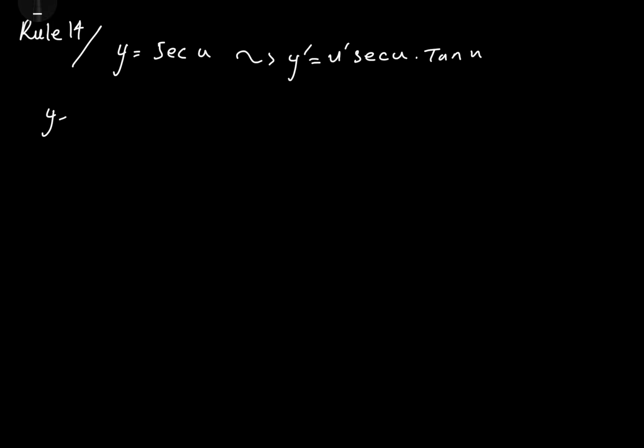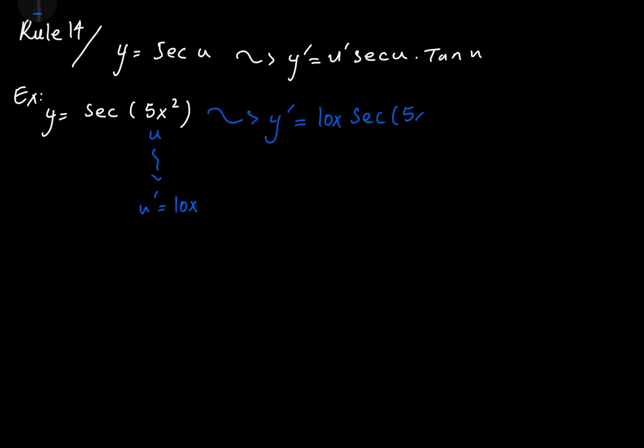So if you have a function like, for example, the secant of 5x squared, the derivative of this function is going to look like this. Y prime is going to be the derivative of u, and we know that u prime is simply the derivative of 5x squared. Using the rules of derivation, it's going to be 10x, because we subtract 1 from the power of x and then multiply the power of x by 5. So that gives us 10x times the secant of 5x squared times the tangent of 5x squared. That would be the derivative of this function.